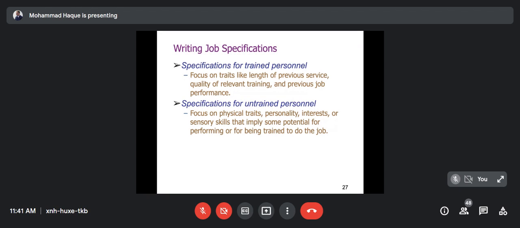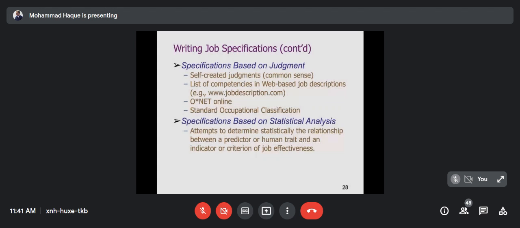Now, job specification for trained personnel would be different, and job specification for untrained employees would be different. In the first category, the focus will be on traits like length of previous service, quality of relevant training, and previous job performance. Whereas for untrained, it will be physical traits, personality traits, interests, or sensory skills that imply some potential for performing or for being trained to do that job. That will be for untrained.